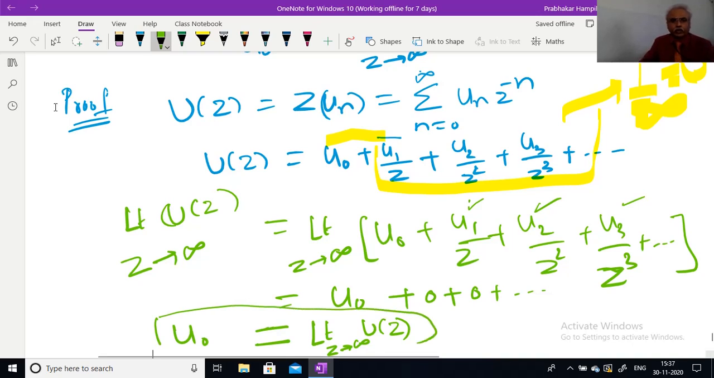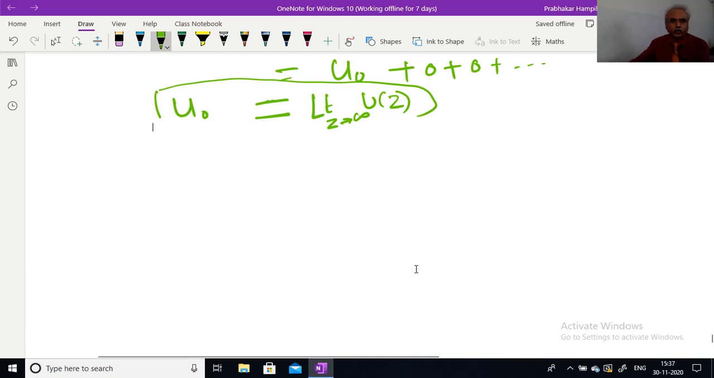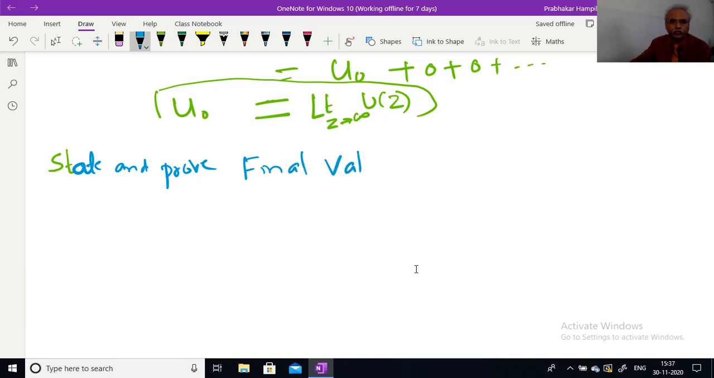Similarly, a little bit different from this, with a little bit of an inward proof: state and prove the final value theorem.